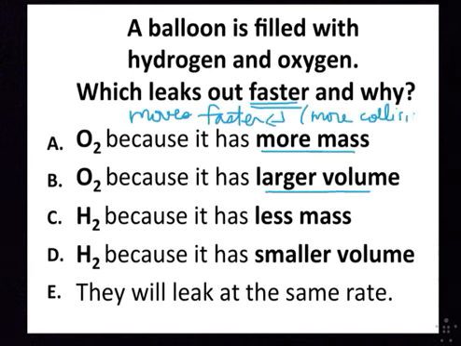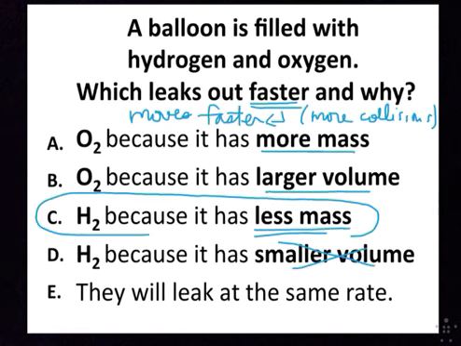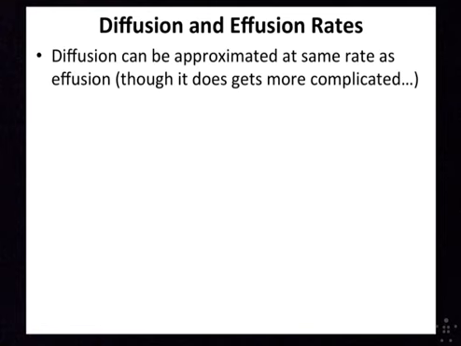We just calculated the speeds for O2 and H2, and we said that H2 has a faster speed, not because it has a smaller volume, but because it has less mass. So the most accurate answer here is C. H2 leaks out faster because it's less massive. And because it's less massive, it moves faster, has more collisions. That's why it leaks out faster. The qualitative understanding of that is probably the most important, the discussion we just went through.